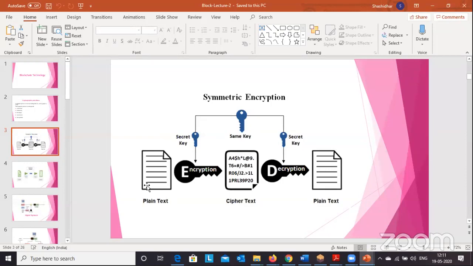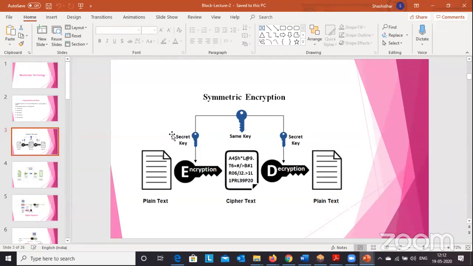Here we need some mechanism, which is called a key. In order to encrypt or decrypt the message, we need a secret key, which is shared between the two parties in symmetric encryption. Why is it called symmetric encryption? Because the encryption and decryption processes are based on a single key. The key we use for encryption and decryption is the same. That is symmetric encryption.